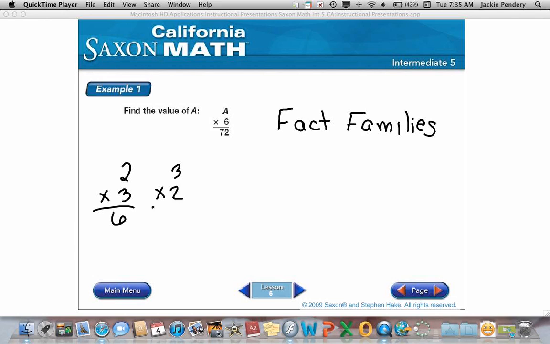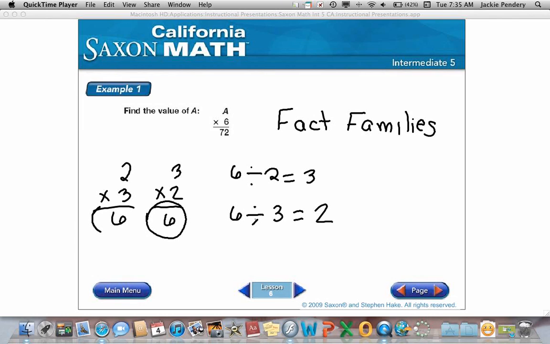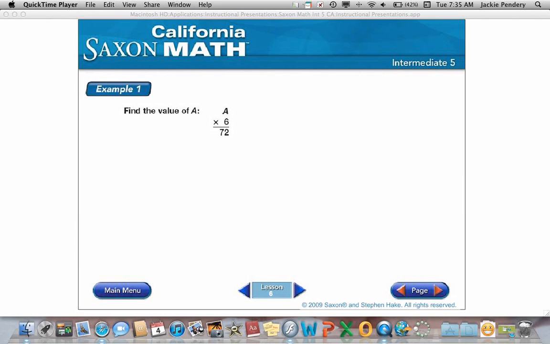You take three numbers and you rearrange them. 2 times 3 is 6, 3 times 2 is 6. 6 divided by 2 is 3, and 6 divided by 3 equals 2. So we have the same numbers here, just multiplied in different ways, and then divided. Remember that the product of your multiplication problem becomes the dividend in your division problem. So let's look at example number 1.